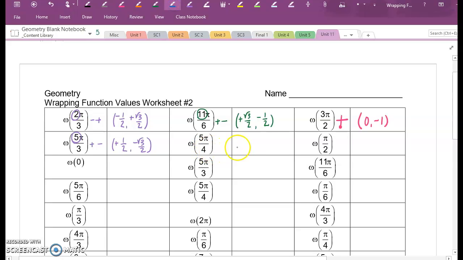5 pi over 4, with a denominator of 4, that has to be 2 times 2 is 4, so square root 2 over 2, followed by, of course, root 2 over 2. With a numerator of 5, that's 1 more than the denominator, so that has to be in the third quadrant, negative negative.